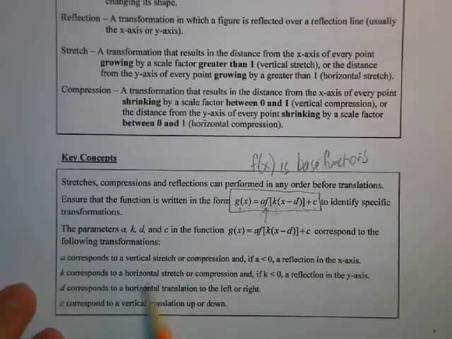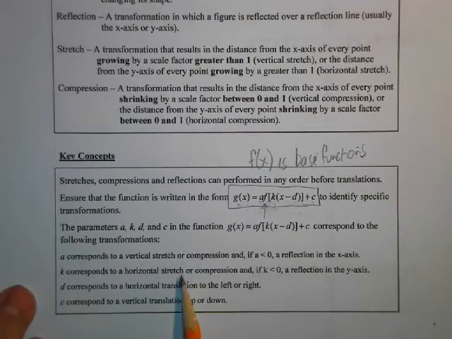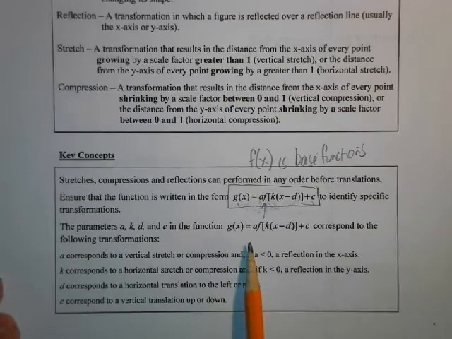So here's just a list. I just talked about this, A, K, D, and C, and what they basically mean. Now the reflection, if you remember from the previous lesson, if A is negative, that means you have a vertical reflection. If K is negative, you have a horizontal reflection. And depending on the absolute value of A, if it's between 0 and 1, it's going to be a vertical compression. If it's bigger than 1, you have a vertical stretch.